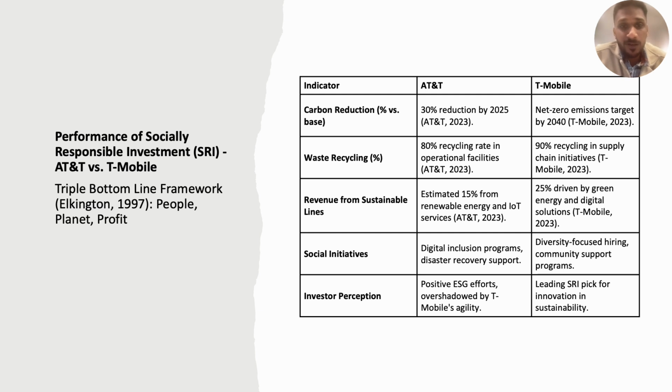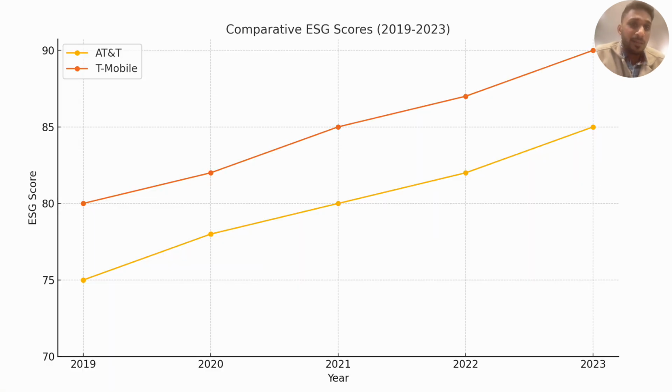Investor perception: positive ESG efforts overshadowed by T-Mobile's agility for AT&T, and leading SRI pick for innovation and sustainability for T-Mobile. In this slide, we can see the comparative ESG scores between AT&T and T-Mobile. We can see that T-Mobile is leagues ahead of AT&T when it comes to the ESG scores.